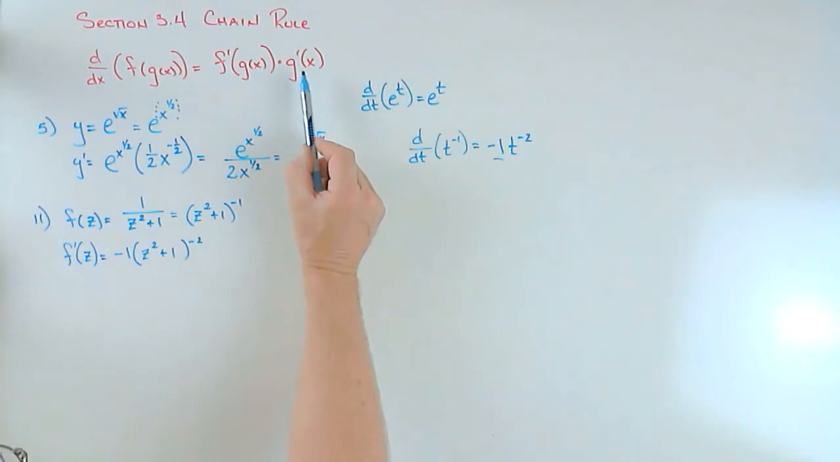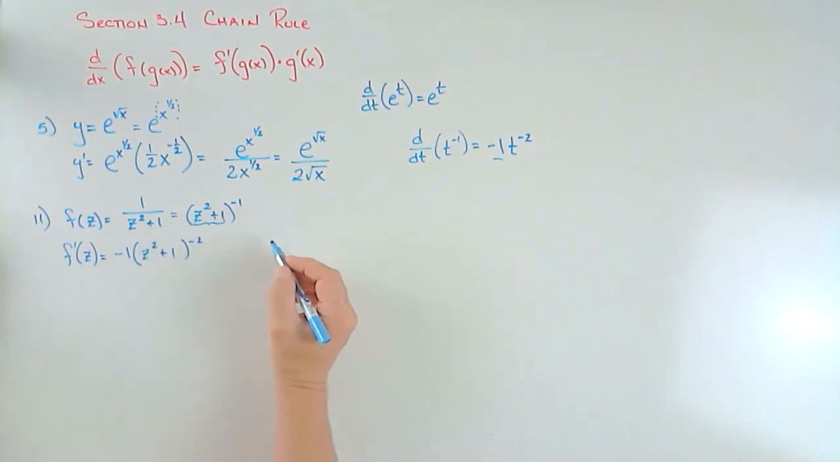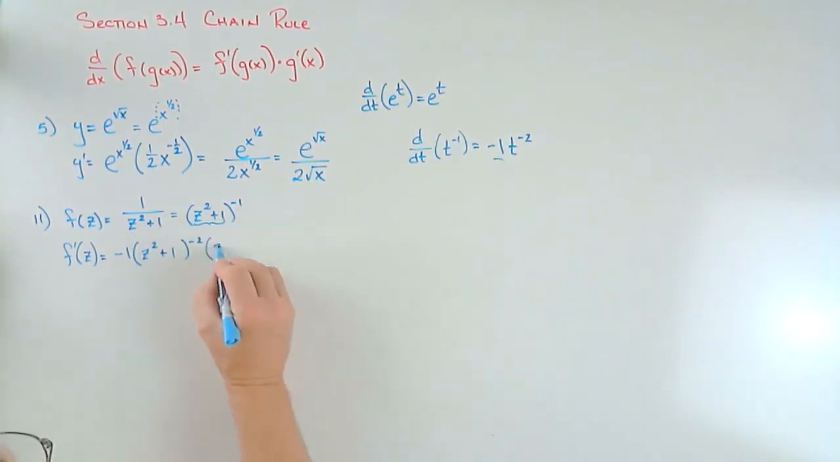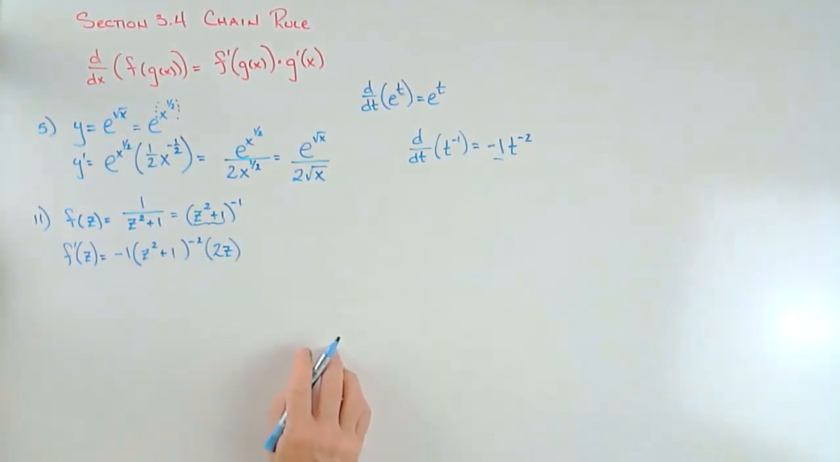Now we have to take the derivative of the inside function. That means we're going to take the derivative of z squared plus 1. The derivative of z squared is 2z. The derivative of 1 is 0. And so this is what we have.